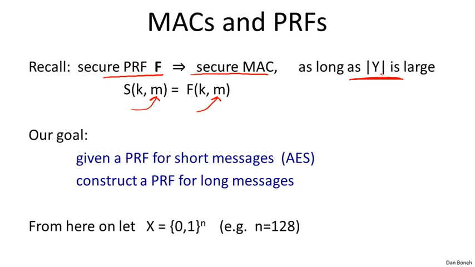Now, we also said that because AES is a secure PRF, essentially AES already gives us a secure MAC, except that it can only process 16-byte messages. And the question now is, given a PRF for short messages, like AES for 16-byte messages, can we construct a PRF for long messages that are potentially gigabytes long? It's just shorthand for what's coming. I'm going to denote by X the set {0,1}^n, where n is the block size for the underlying PRF. Since we're always going to be thinking of AES as the underlying PRF, you can think of n as essentially 128 bits.